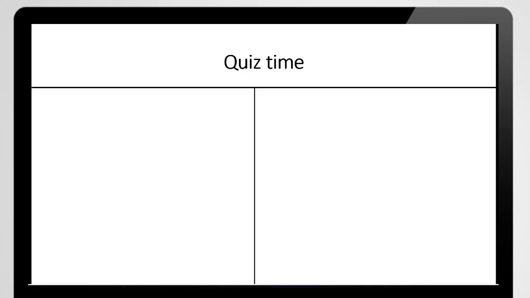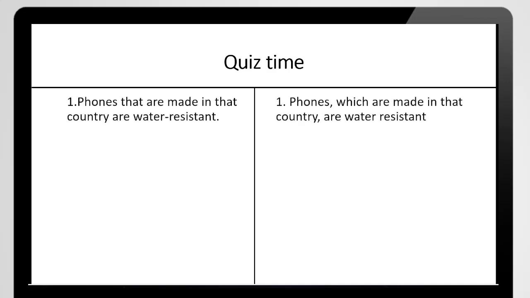Okay, now quiz time. Okay, which one is correct? Using that or using which? Phones that are made in that country are water resistant. Phones which are made in that country are water resistant. Okay, so the correct answer is using that. Yes, you are correct. Because that are made in that country is essential information. If we remove this, it will be phones are water resistant. Yes, we know that not all phones are water resistant, right? Only the phones that are made in that country.